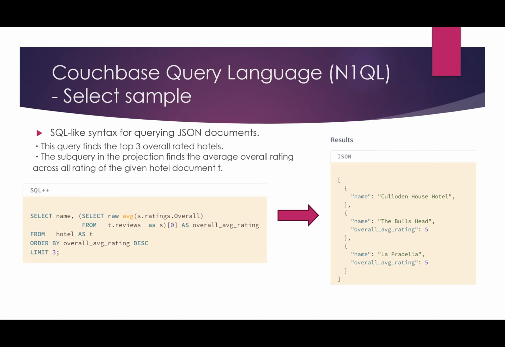The first one is the select sample. You can see here, this query finds the top 3 overall rated hotels. The subquery in the projection finds the average overall rating across all ratings of the given hotel document T. And the result will be shown in JSON format. And let's see the next one.